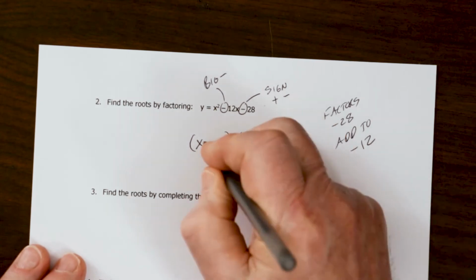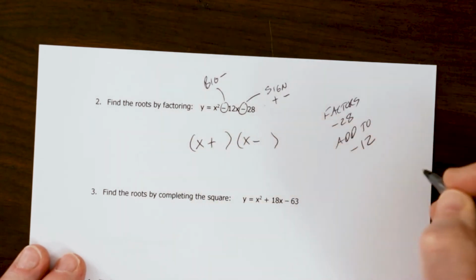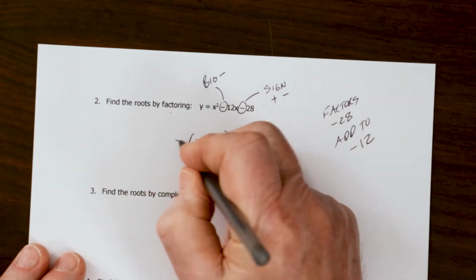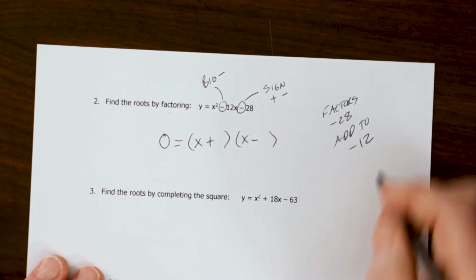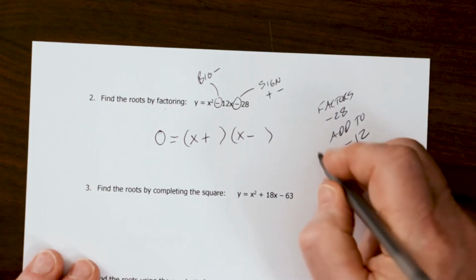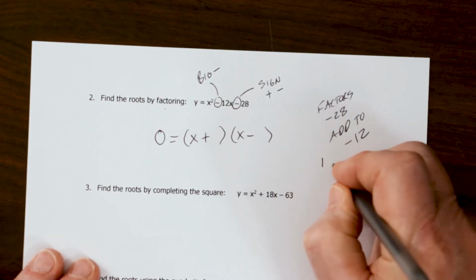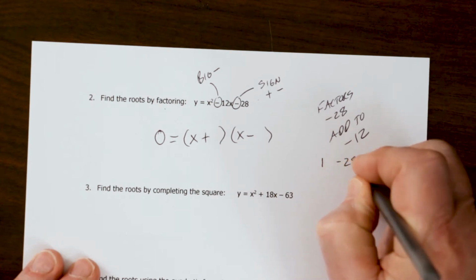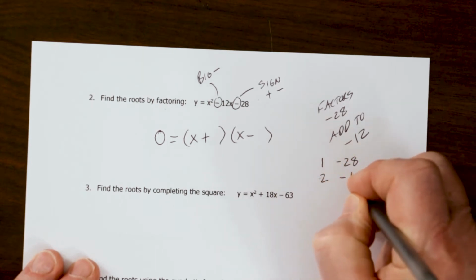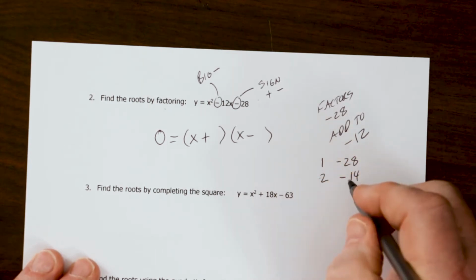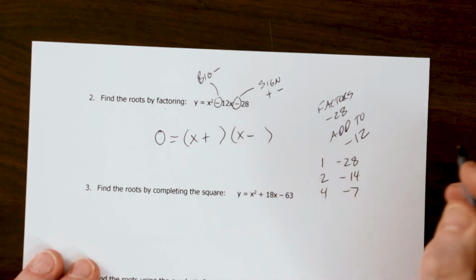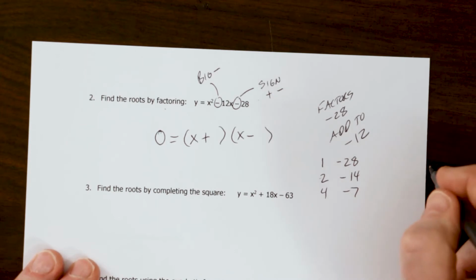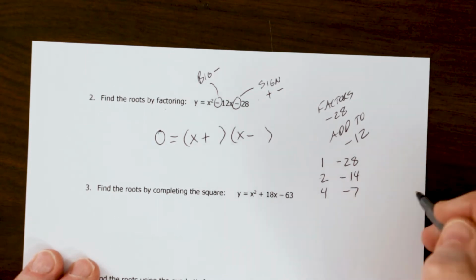X plus minus. Okay, and we're finding roots. That means I have to do that equals 0. We're not going to stop when we're factoring. We're going to stop when we get to the roots. So I got to t-chart it. So my factors of 28, we would have 1 and negative 28, 2 and negative 14, 3 doesn't go into 28, 4 goes into 28 with a negative 7, 5 doesn't go into 28, 6 doesn't go into 28, then we're back to the 7 going the other way.